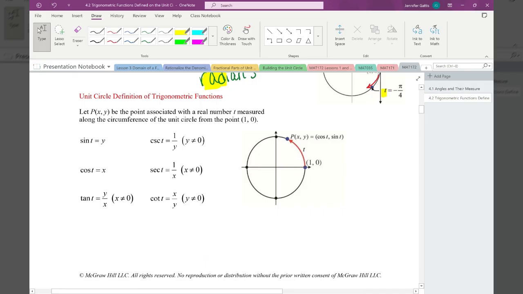So it is also important to remember that the sine of t is synonymous with y, cosine is x. So tangent is sine over cosine, or y over x. Okay. And these are just ways that we can look at how this works.